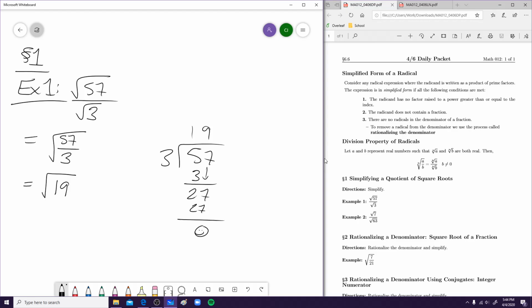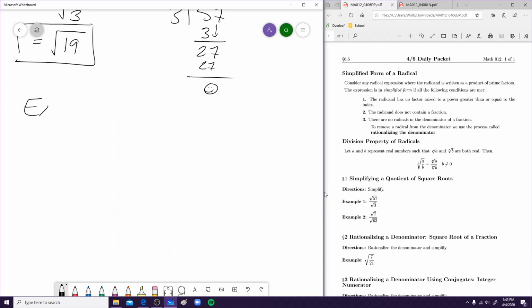This is our answer. Looking at the simplified form of a radical and all of the conditions, the first one is met because 19 is a prime number, so this is the product of prime factors, and 19 has a power of 1. 1 is less than 2, so we definitely know that the first condition holds. The second condition says the radicand does not contain a fraction. 19 is not a fraction. And third, there are no radicals in the denominator of a fraction. As you can see, we don't even have a denominator to look at. So this is our solution for example 1.